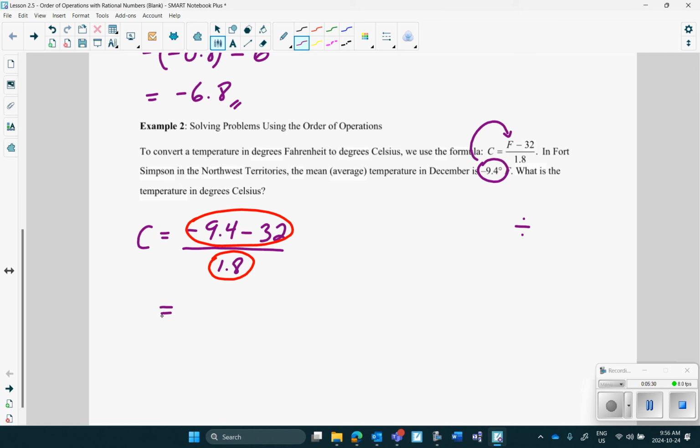So what is negative 9.4 subtract 32? Negative 41.4. Nice. Divide 1.8 gives us? Anybody got it? Negative 23. Are we done? What do we need? Degrees. Degrees Celsius. Nice. Good job.